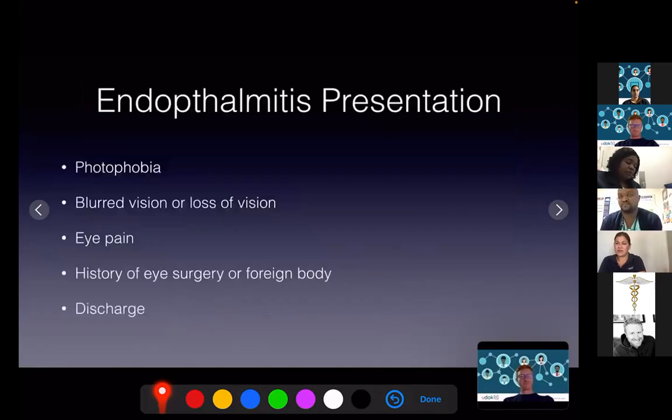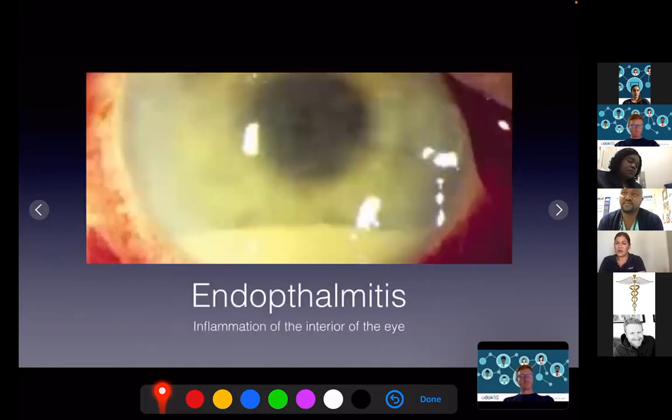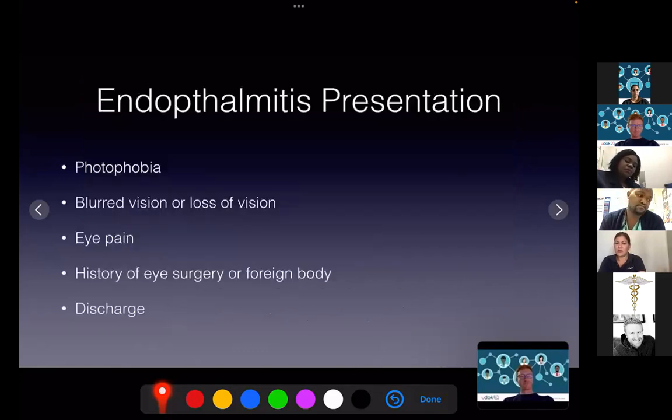Our patients will present with some photophobia, again fear of the lights, and blurred vision. As you've seen, the cloudiness of the eye will lead to that. Eye pain, quite severe because the entire eye is involved. There's usually a history of some eye surgery penetrating the eye itself or a foreign body getting into the eye. It can present with a discharge as well.